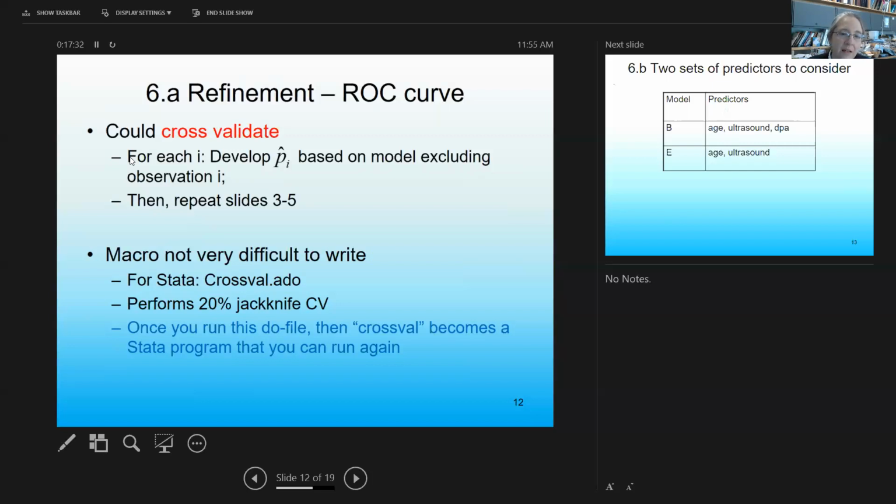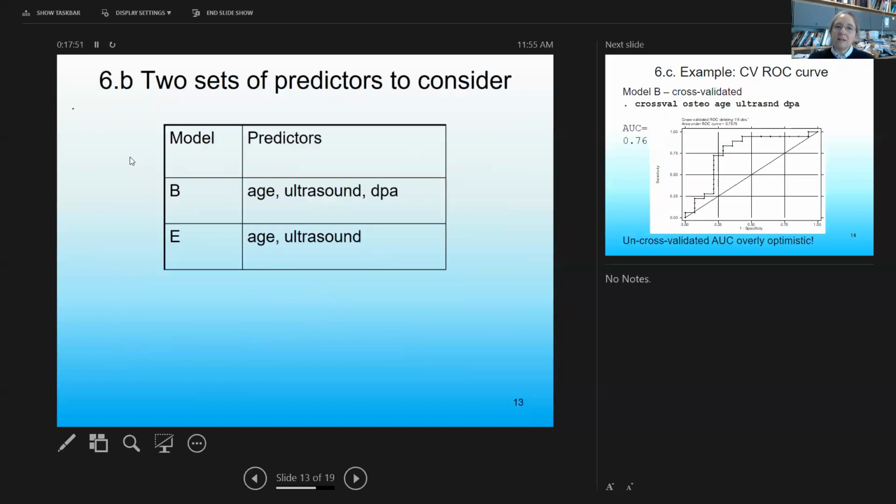Well, it turns out that a macro to do that is not very difficult to write. And so we did that, and it performs a 20% jackknife, which means we do that for every 4/5, build a model, use it to predict the remaining 1/5, and do that for every 5th. And let's apply that to consider two different prediction rules, one that incorporates age, ultrasound, and DPA, and one that only incorporates age and ultrasound and doesn't duplicate the two diagnostic measures, which after all could overlap quite a lot.